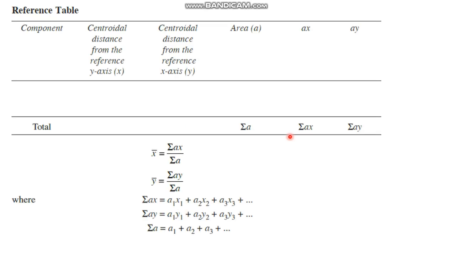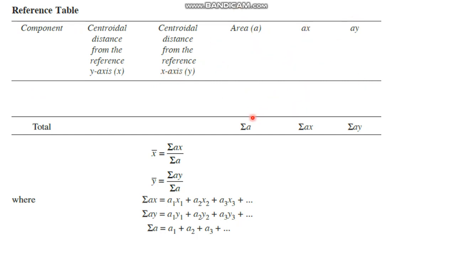And one more thing: if you want to find the centroid, you need a table. In the table method, you take serial number, component, and then you write down the area first. Then you write down the centroidal distance from the y axis as the x value, and the centroidal distance from the x axis as the y value. Then multiply a into x and a into y, and you will get ax and ay.